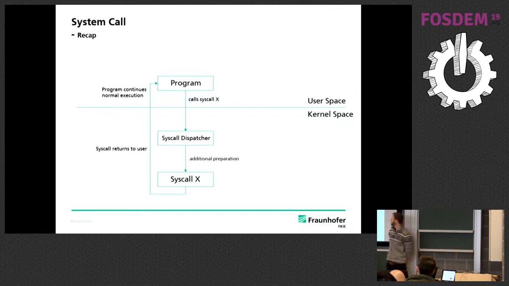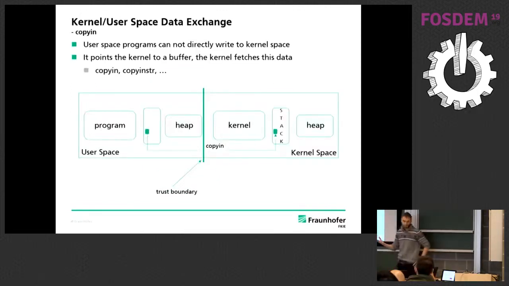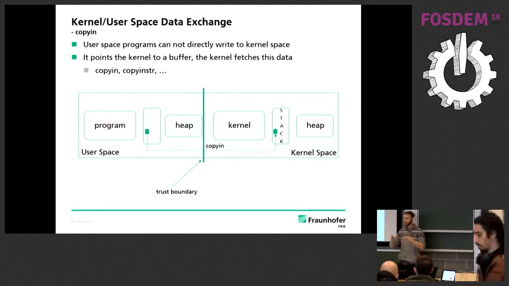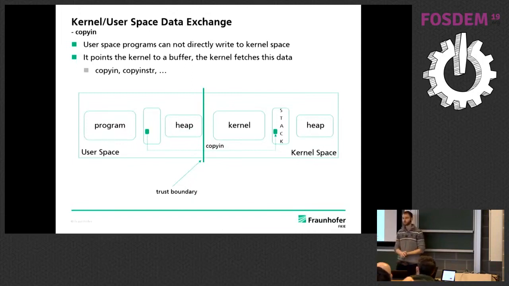program. And the interesting thing which I'm talking about now and later will be this boundary between user space and kernel space. There's a trust boundary. Programs should not read stuff from the kernel which they're not allowed to read, and they shouldn't write there. So there's some data exchange usually going on. First, some data has to go into the kernel. This means the user program cannot write directly into the kernel space. So what happens is the user program provides a pointer to a buffer, and then the kernel fetches this data and works on this copy.